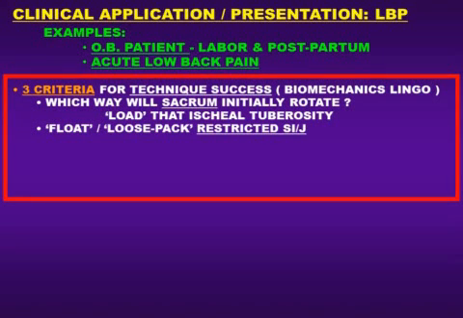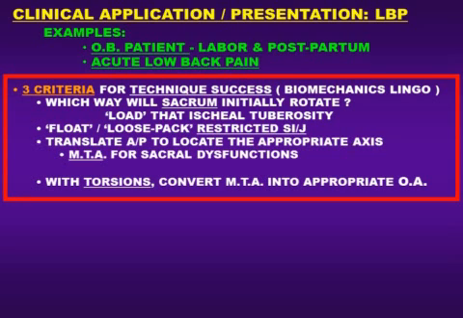And I'm using biomechanical terms because I found when I use these terms outside the profession, people can buy into this a lot more if I don't use osteopathic lingo. So the next thing you're going to want to do is loose pack or float, or get as relaxed as possible, the restricted sacroiliac joint. Then the third thing is you're going to translate that patient anteriorly and posteriorly until you palpate the motion at the appropriate axis. And with the sacrum, it's going to be the middle transverse axis, which is at about the level of the posterior superior spines.